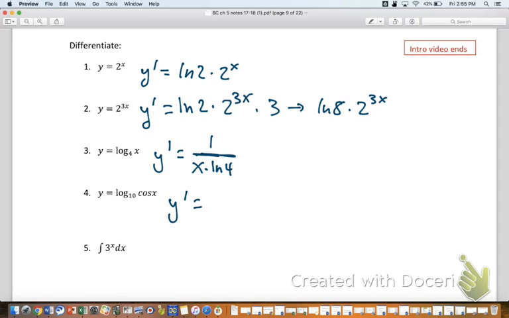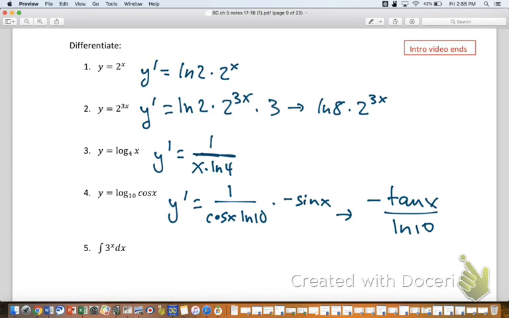Number 4, y prime equals what? Good job, Jasmine. Or couldn't you be very Jasmine-like and write this as negative tangent of x over natural log of 10? I think you could. Okay. And finally, the last one here, number 5. He did get the plus C in there.